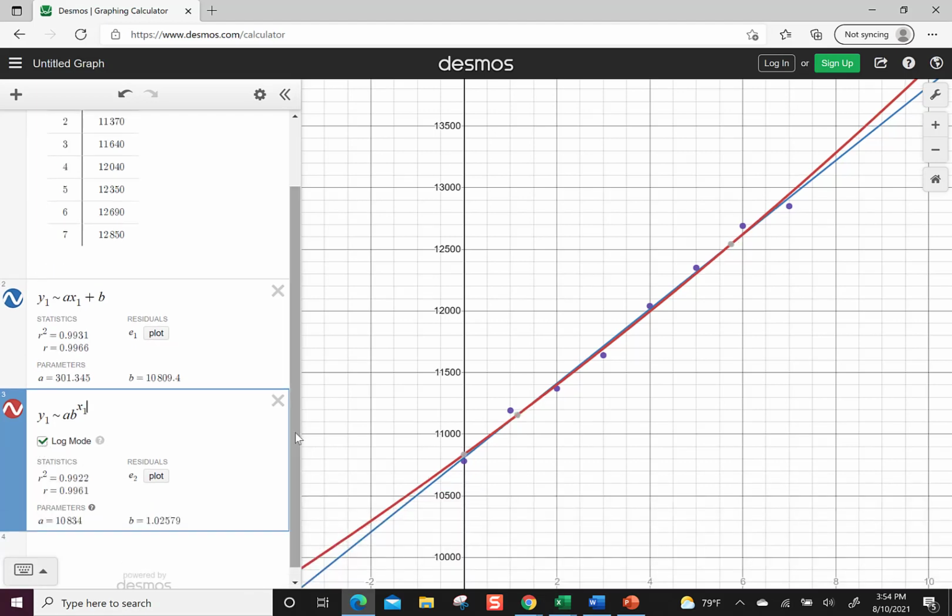So what do I want to look at? I want to look at the R values. So the R value for the linear is 0.9966. The R value for the exponential is 0.9961. It's a slight difference, but the line is actually better than the exponential in this case.